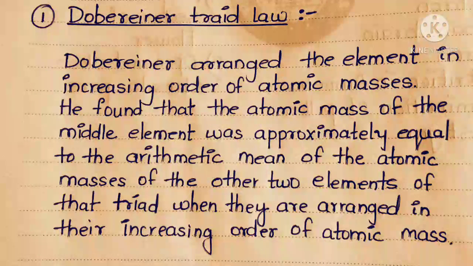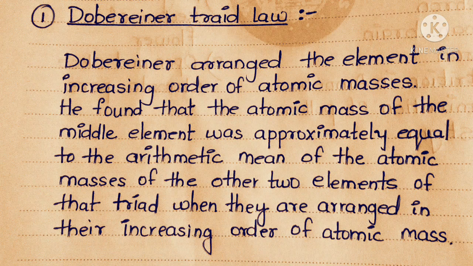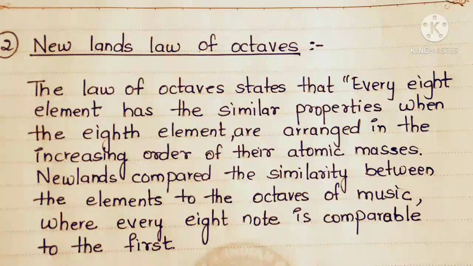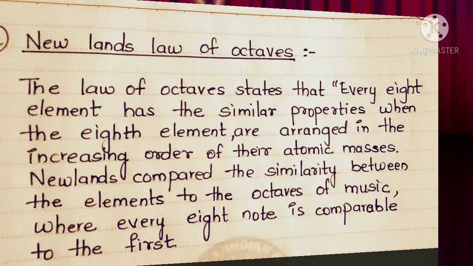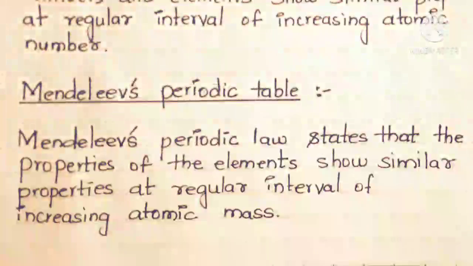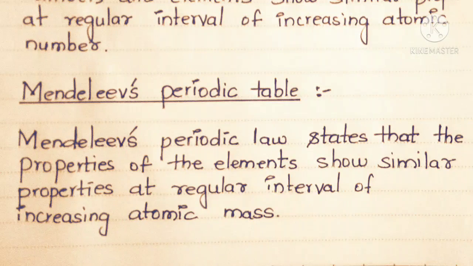Secondly, they will ask you from the laws. I will give you some important laws. First is Dobereiner's triad law. Secondly, Newlands' law of octaves. Thirdly, they may ask you the modern periodic law. We cannot write laws in our own words, so be thorough. Then fourthly, they will ask you Mendeleev's periodic table.